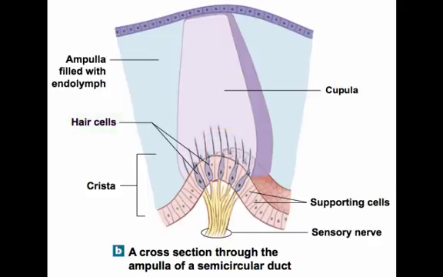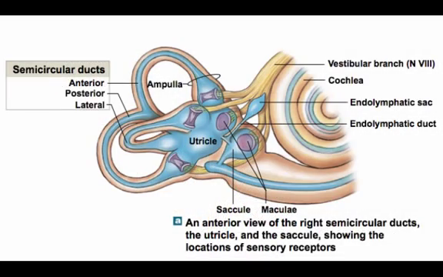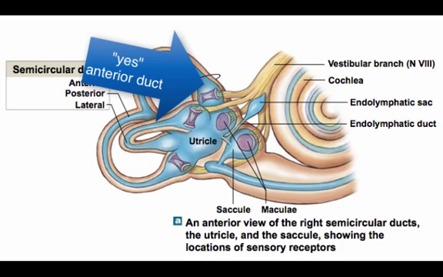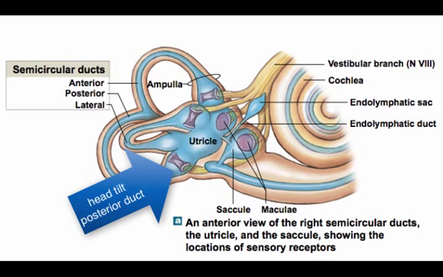Each crista is bound to a cupula, which is a gelatinous structure that extends the full width of the ampulla. When your head rotates, the endolymph fluid in the semicircular ducts moves along the semicircular duct. When you shake your head no, the hair cells of the lateral semicircular duct are activated. When you nod your head yes, the hair cells of the anterior semicircular duct are activated. And when you tilt your head from side to side, the hair cells of the posterior semicircular duct are activated.